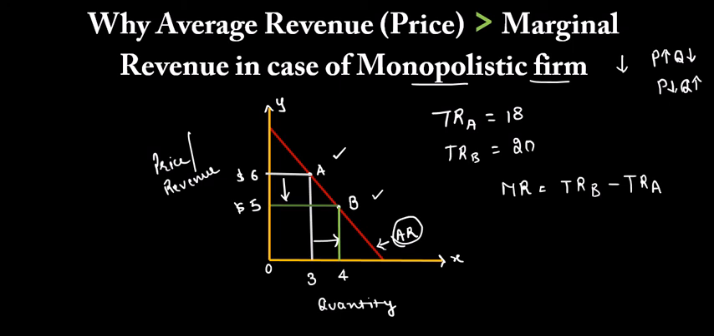Now we know that the marginal revenue is given by the total revenue of the next unit minus the total revenue of the first unit, because there is the difference of just 1 unit. So this formula will work well for us. The total revenue at point B is given by 20, and at point A it's given by 18, so the marginal revenue is equal to $2.